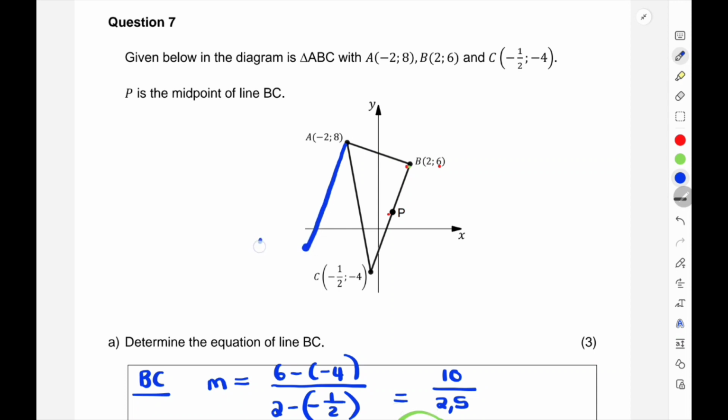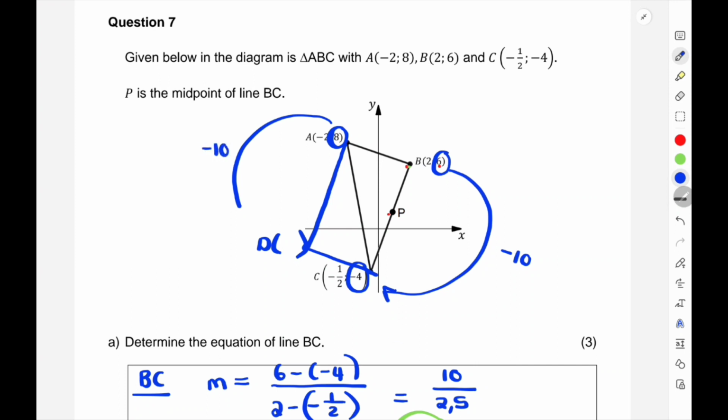Okay, so D will lie somewhere over here, and we want to get its coordinates. What did I do to the y's here? How did I get from 6 to negative 4? I had to subtract 10. Am I right? 6 minus 10 gives you negative 4. So what do I need to do to this y value, 8? I need to also subtract 10. So the y part of D will be negative 2, because 8 minus 10 gives you negative 2. Now how did I get from 2 to negative a half?